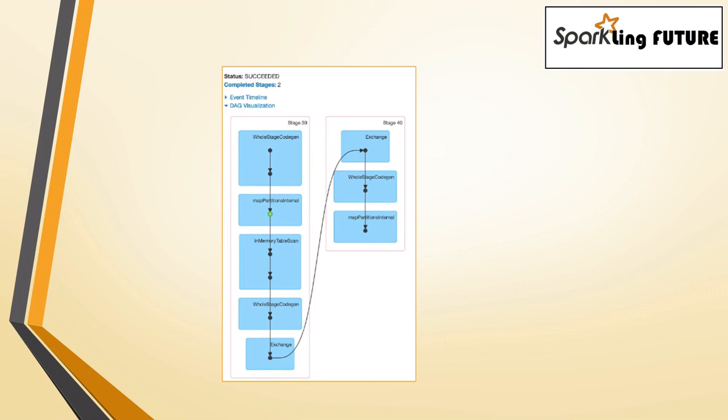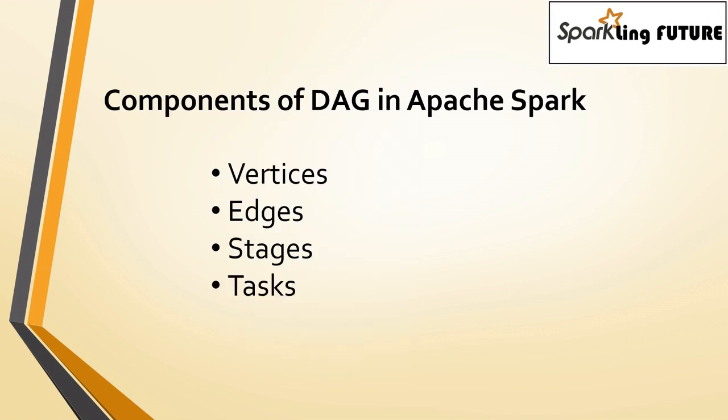Otherwise, if any transformation is a narrow transformation, then only one stage will be created. So all the narrow transformations you are giving one by one, I mean, when you are applying them on a data frame, will be present in a single stage. Until and unless you have a wide transformation, a new stage will not be created. Okay, so this is how the DAG looks in the cluster.